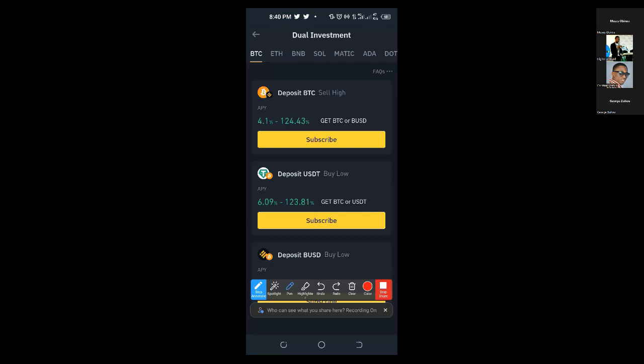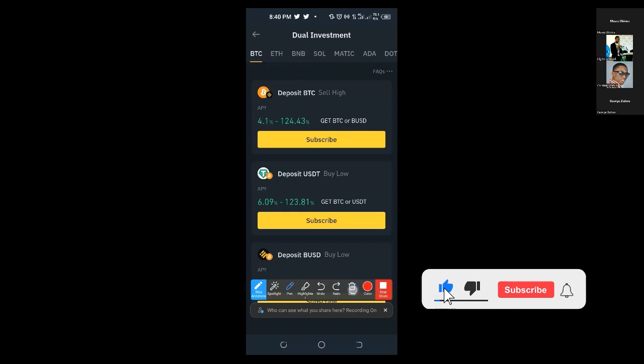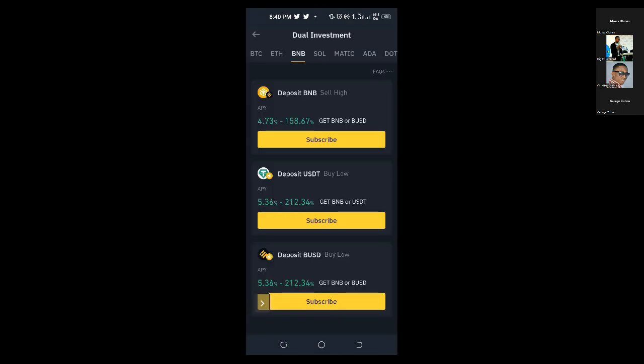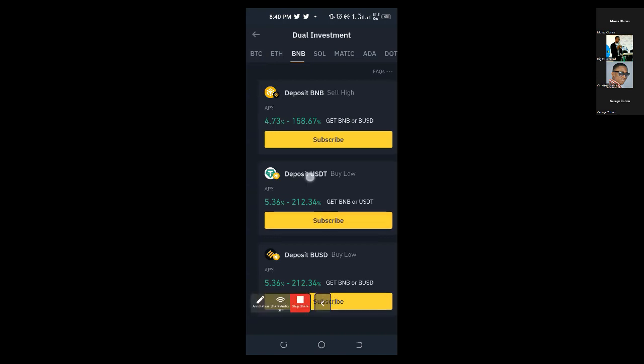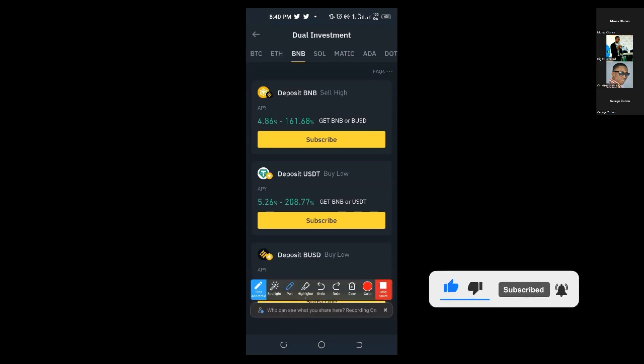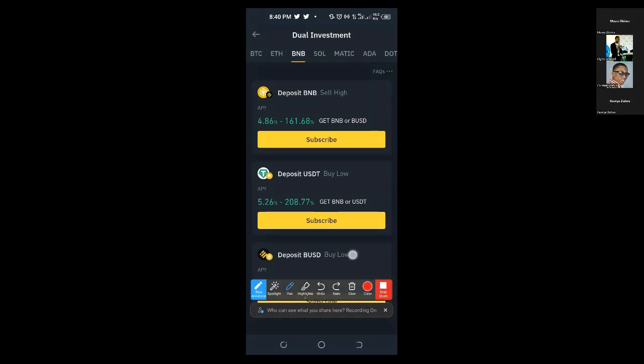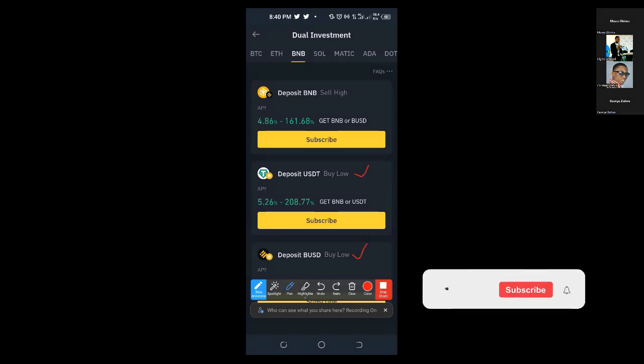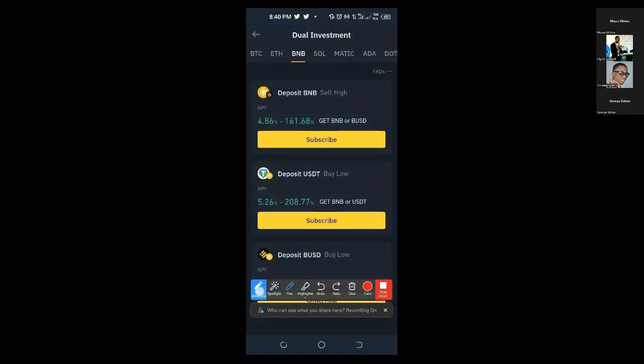Now, to demonstrate this, once we click on Dual Investment, it brings us to this interface. I prefer using BNB. So the first thing I need to do is go ahead and click on BNB. When I click on BNB, you have the option here. Once it is USDT or BUSD, you see attached to it that it is buy low. Because we selected BNB, it means that if I'm investing in BNB, I am going to sell high. So all of what I explained to you is what I want to demonstrate now. If I want to invest in BNB, I'll go ahead and click on subscribe.